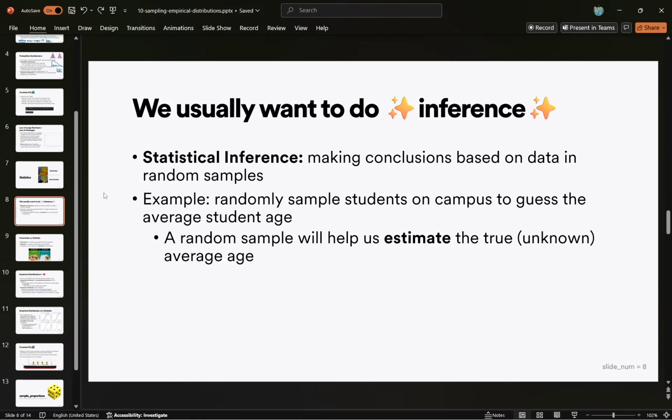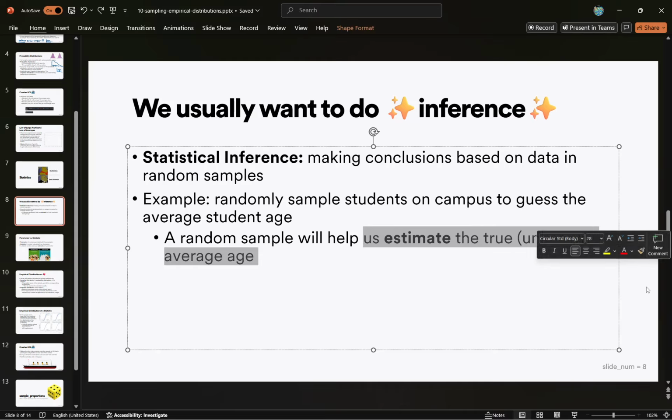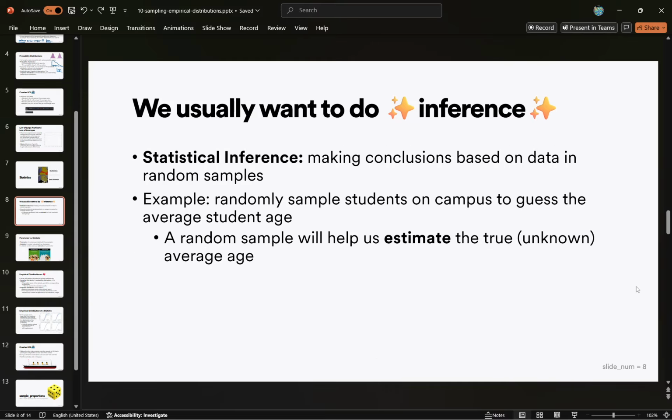That's what we want. So an example that I've already kind of given is the idea of, all right, let's randomly sample some students on campus in a nice random way, not just everybody out this door only, because maybe there was a certain class with a certain age of students. Go all over, ask a bunch of people. If you randomly sampled a bunch of students on campus to guess their average age, that's the idea of statistical inference, all right? If we took a random sample, it will help us estimate the true average age if we were to actually get the data. I doubt the school would let us have it. There's probably some laws against it.